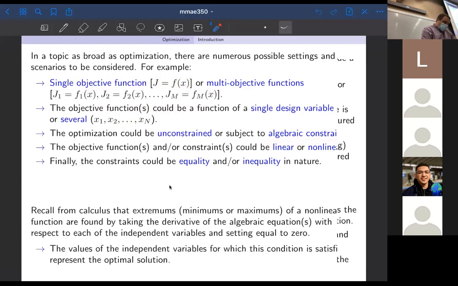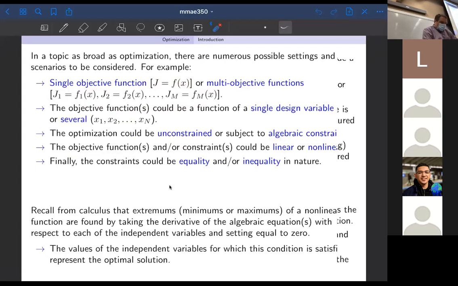So that's a constraint. They're all going to be algebraic, whether they're linear or nonlinear, but that's a constraint. So we could have an unconstrained optimization problem or a constrained optimization problem. The objective function or functions and the constraint or constraints, if they exist, could be either linear or nonlinear. Maybe you have a nonlinear objective function, but linear system of equations that govern the system, or vice versa, or maybe they're both linear, or maybe they're both nonlinear. All those possibilities can exist.